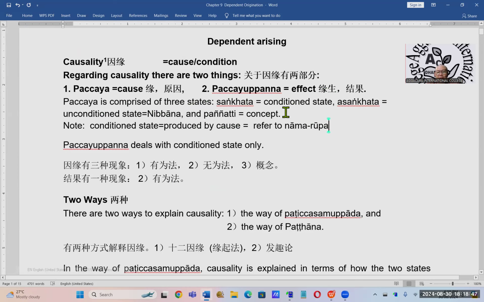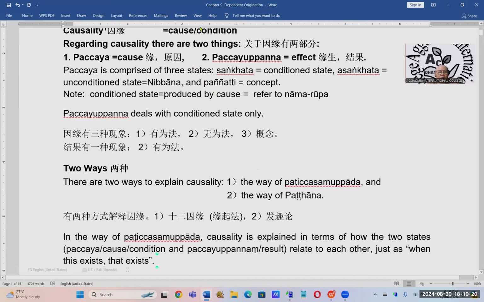And we have another one called panyati. Remember last time we said panyati is timeless, all right? So far, this is the information I get from the fundamentals of Abhidhamma, so you can refer to that book for more information. Now, the second one is the effect here. Pachayupanna deals with conditioned states only. This is just an introduction to what is cause and what is effect, because later we will study all the cause and effect. So far, this is just like an opening statement about the Pali words pachaya and pachaya plus upanna, so pachayupanna.